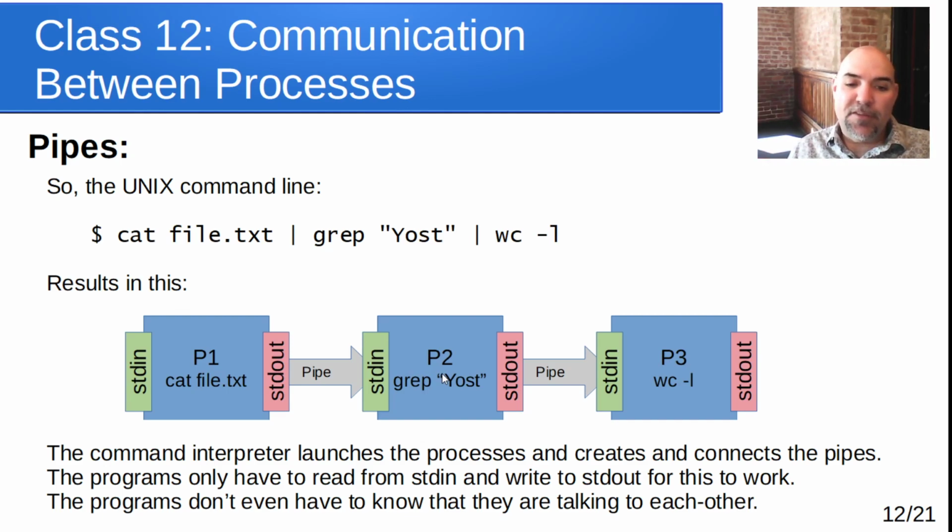So programs don't even have to know that they are talking to each other, because this is just saying, hey, whatever I get as input, I filter it for that, and I output my output, the lines that match, I pass on. And this just says, hey, anything that comes in, I'm going to count the number of lines there are in that, and I'm going to output that to my standard out. Very clever, absolutely brilliant.